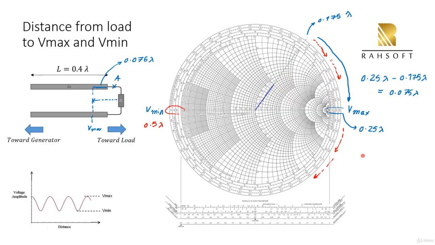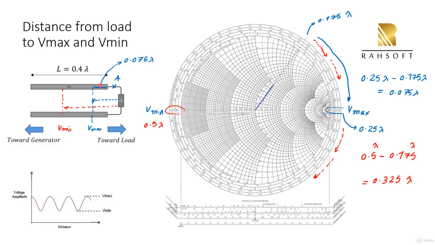So again for Vmin, I'm going to find 0.5 minus the first point, 0.175. So these are in lambda, and eventually I'm going to have 0.325 lambda at this point. So this is going to be my Vmin. It means that if I move from here to this point, this point is going to be my Vmin.